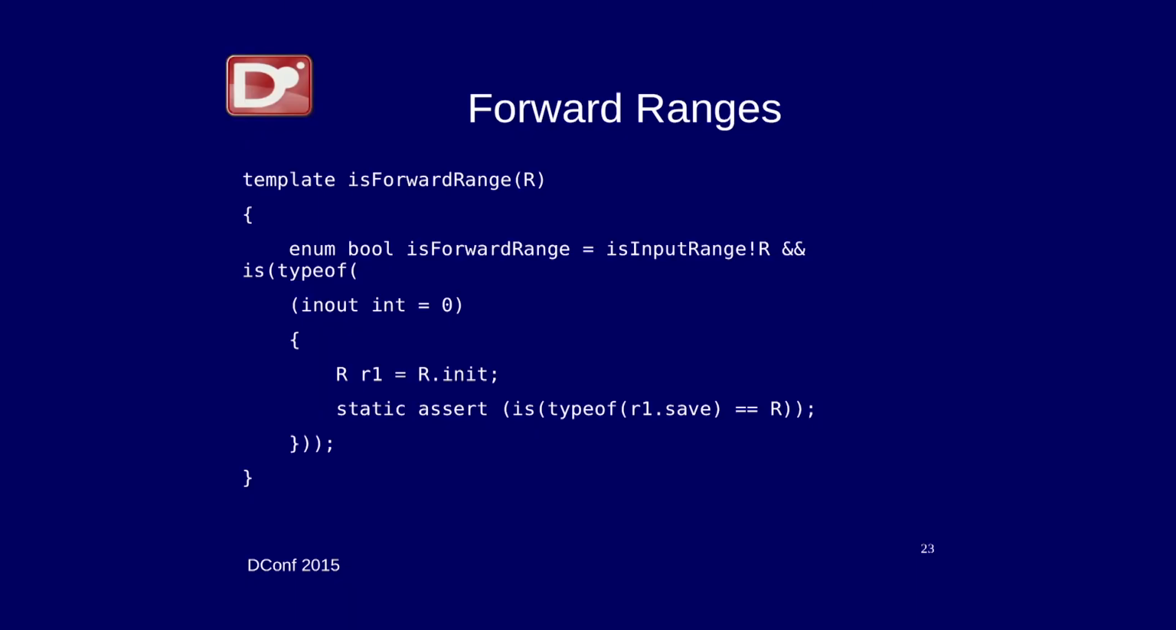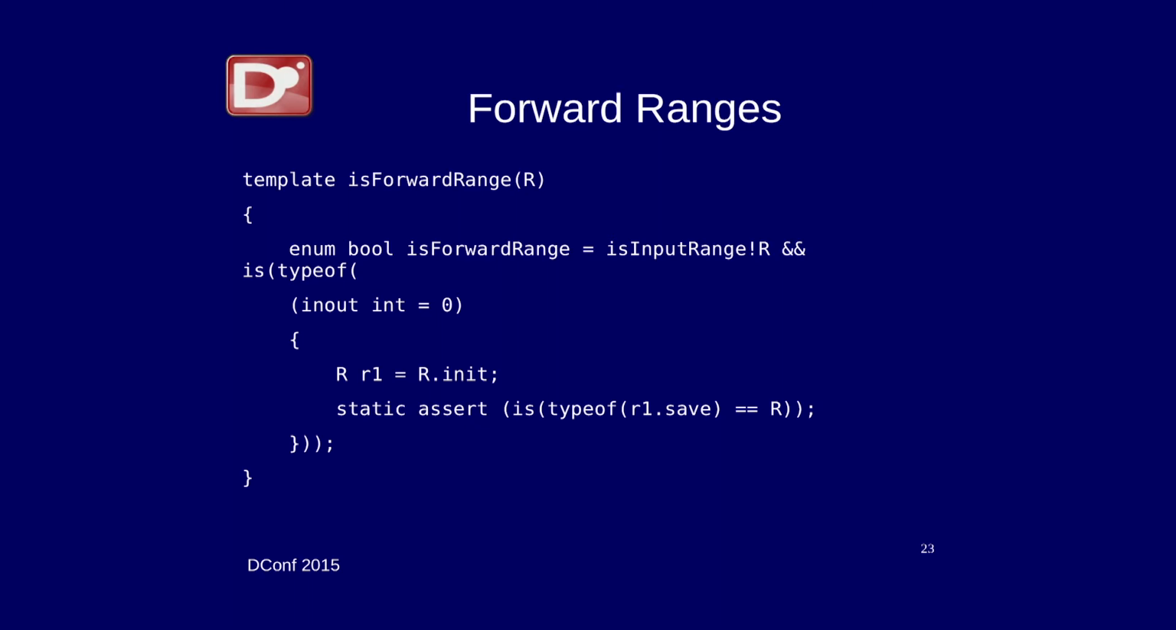Now, beyond input ranges, we have forward ranges, which are essentially meant to solve the unpopping problem. So this is the full thing, and this is the part we really care about. This is how the documentation shows it. So a forward range is an input range with a save function, save member.